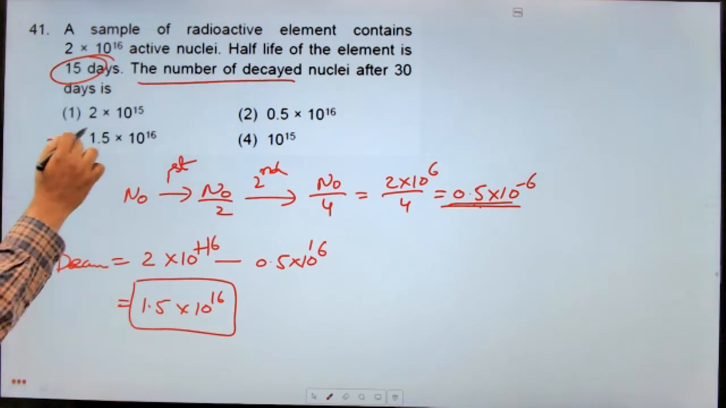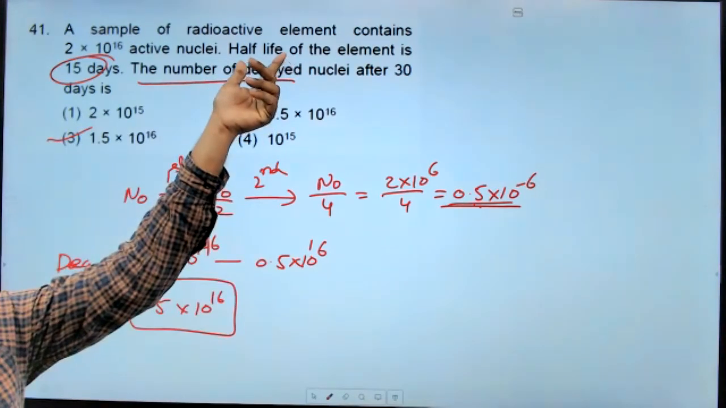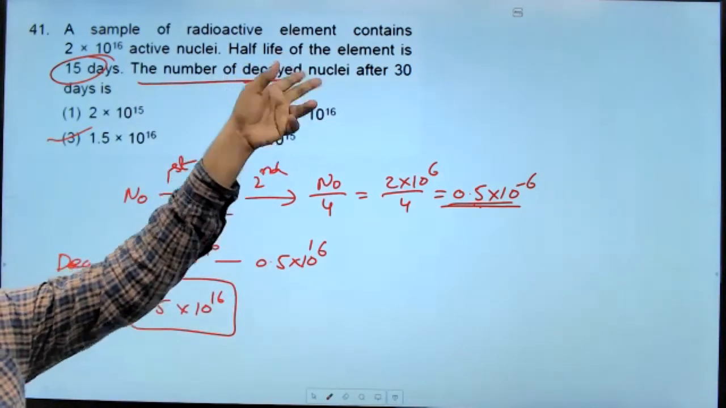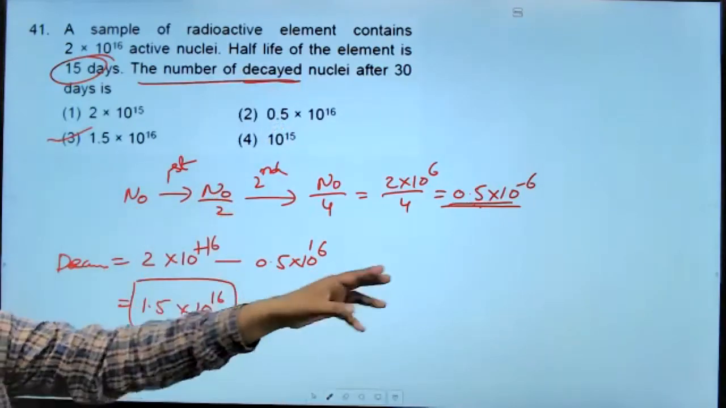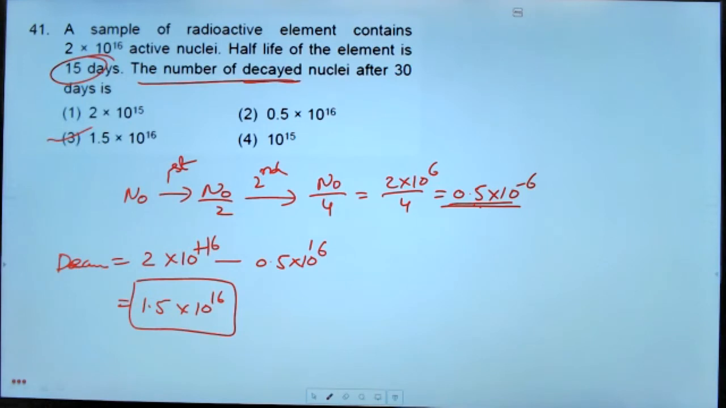So go with the third option. If they ask about the number of nuclei remaining, then go with the second option. But he said the number of nuclei decayed, so you have to take the difference between the final and initial number. Then you will get the number of decayed nuclei.